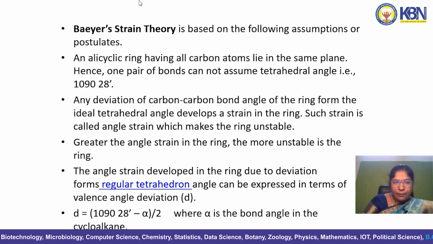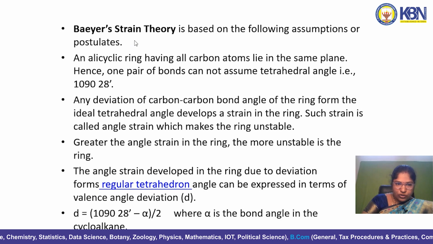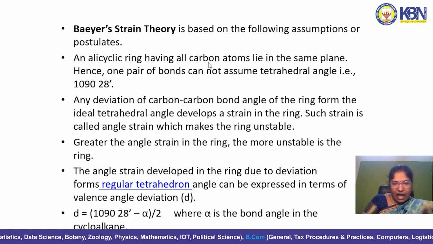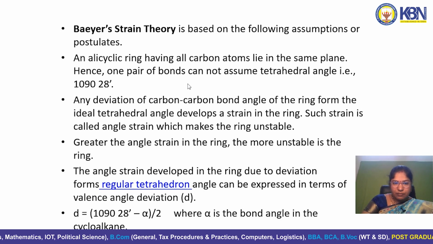And next, coming to the Baeyer strain theory. Okay, this is the most important theory, based on the following assumptions and postulates. An alicyclic ring has all the carbon atoms lying in the same plane. All the carbon atoms in the alicyclic ring are present in the same plane.